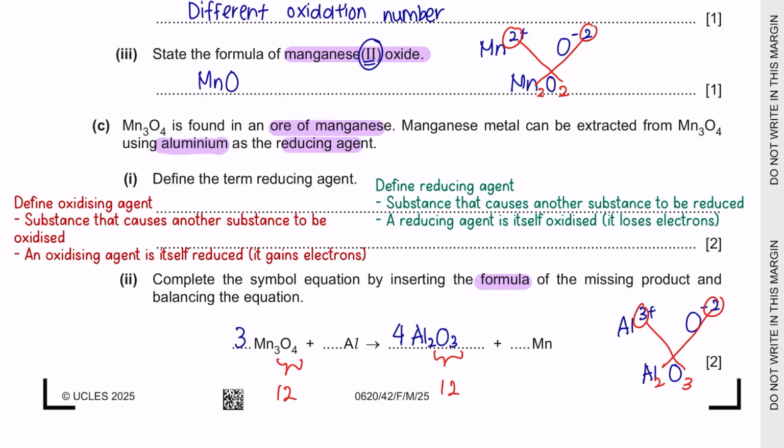So now we have 12 oxygens, both left and right. Putting a 3 at the front here gives us 9 manganese, and putting a 4 in front of Al gives us 8 aluminium. And now the equation is balanced.